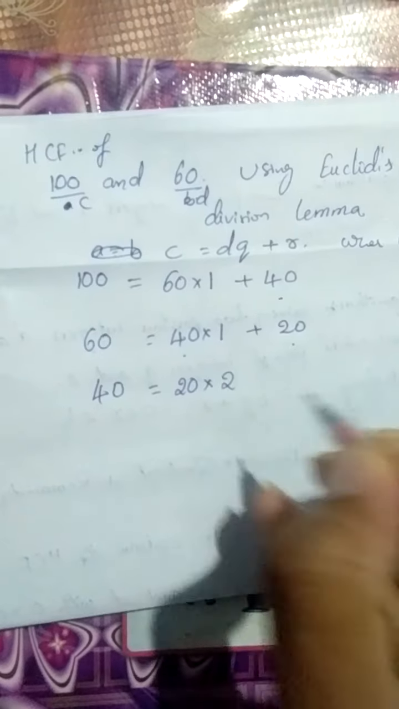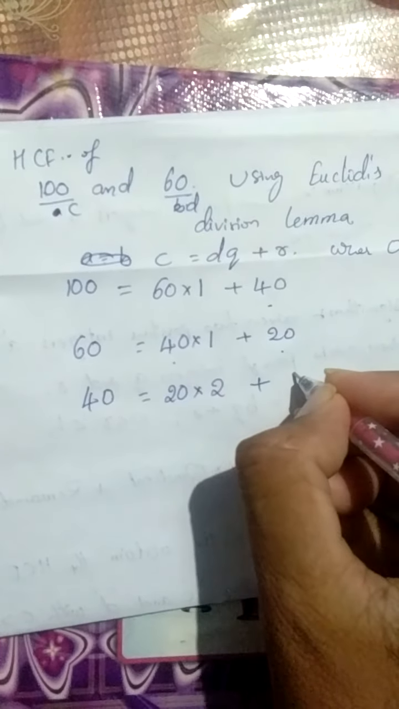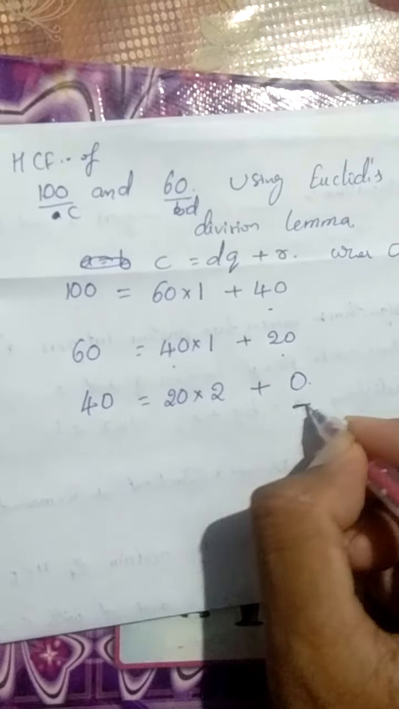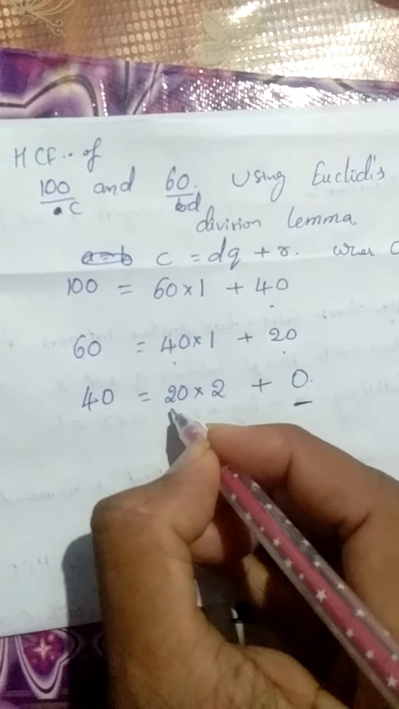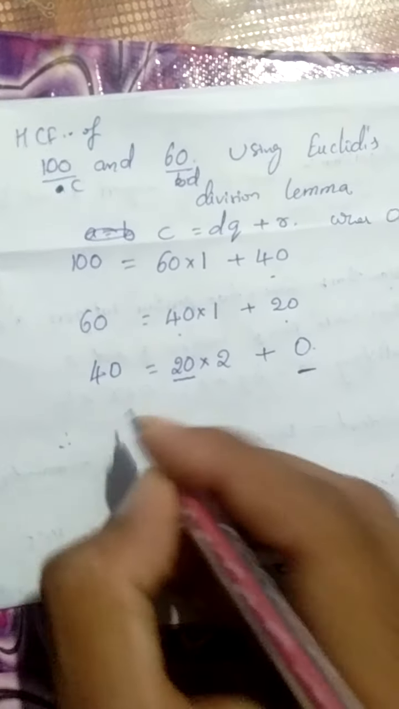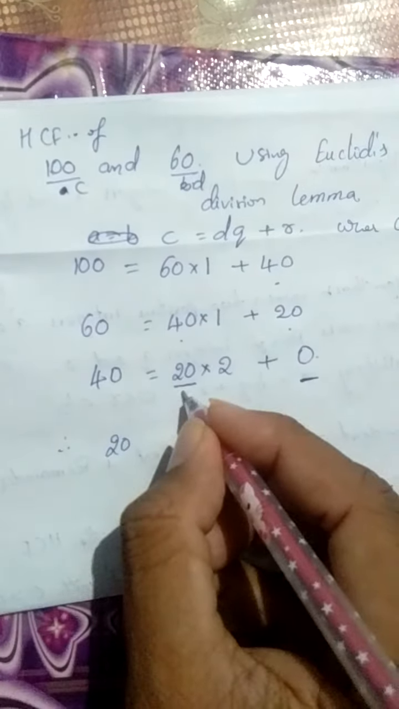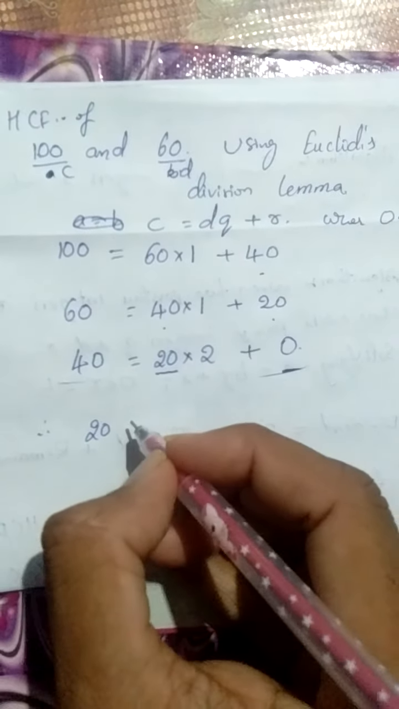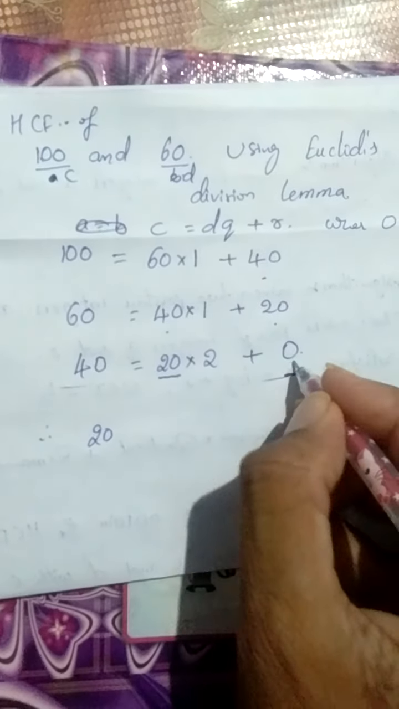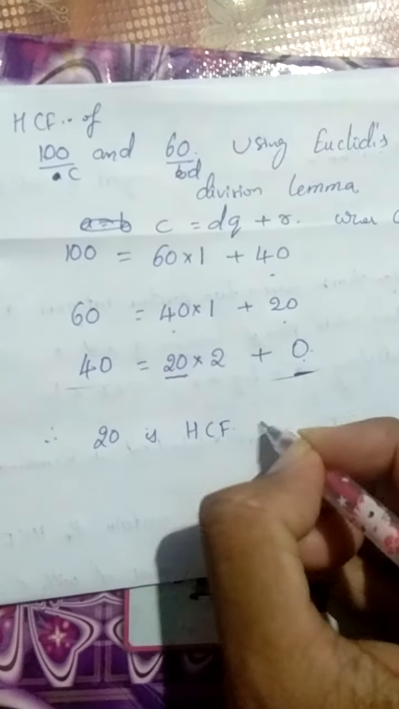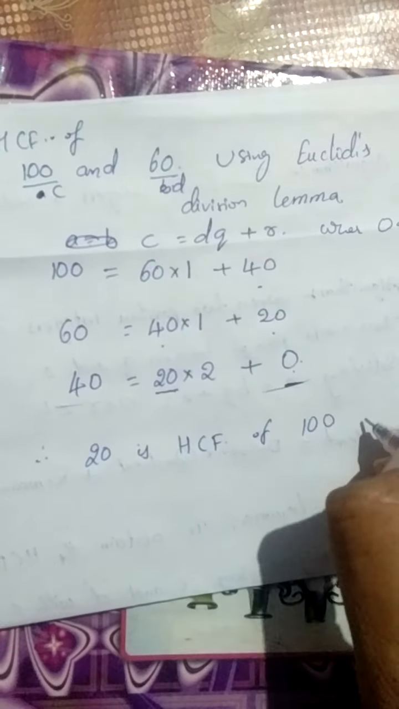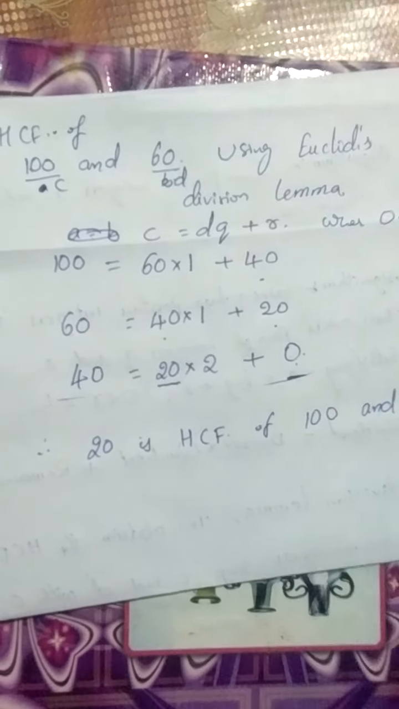In the 20 table, 20 times 2 is 40. Now we got the remainder 0. So whenever the remainder is 0, as in step 3, the divisor becomes the HCF. Therefore 20 is the divisor here, the remainder is 0, so 20 is the HCF of 100 and 60. Like this we have to do.